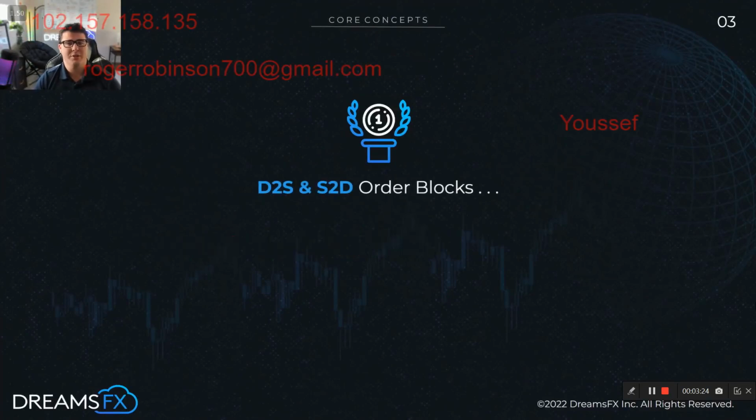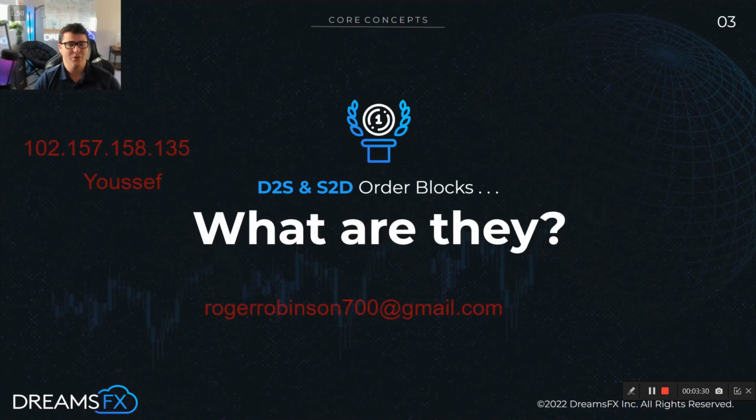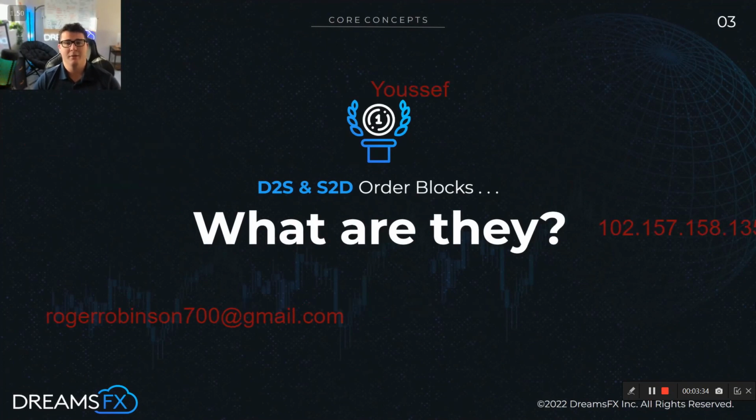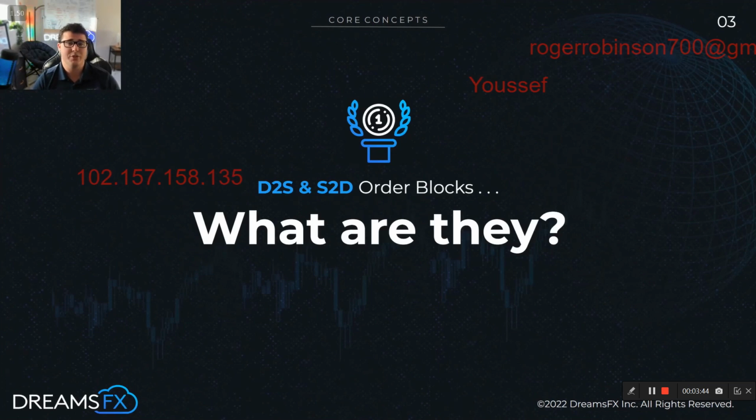So D2S and S2D order blocks. What exactly are they? D2S and S2D decisionals refer to demand to supply and supply to demand order blocks. They're specifically the last area that was in a trending phase, that last order block that failed to continue structure and caused price to have a small pullback and then break that structure and continue to reverse the trend in the opposite direction.